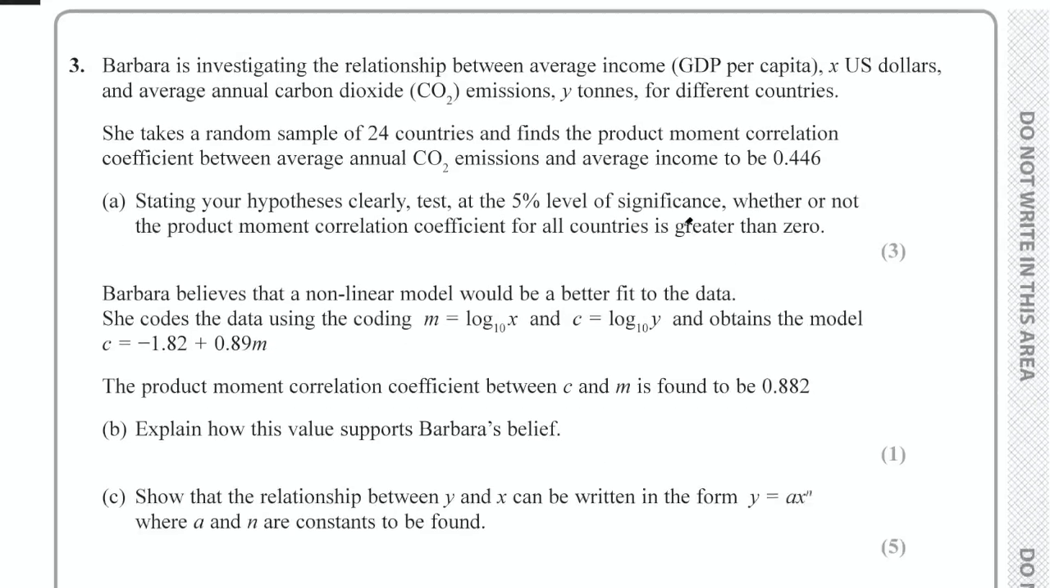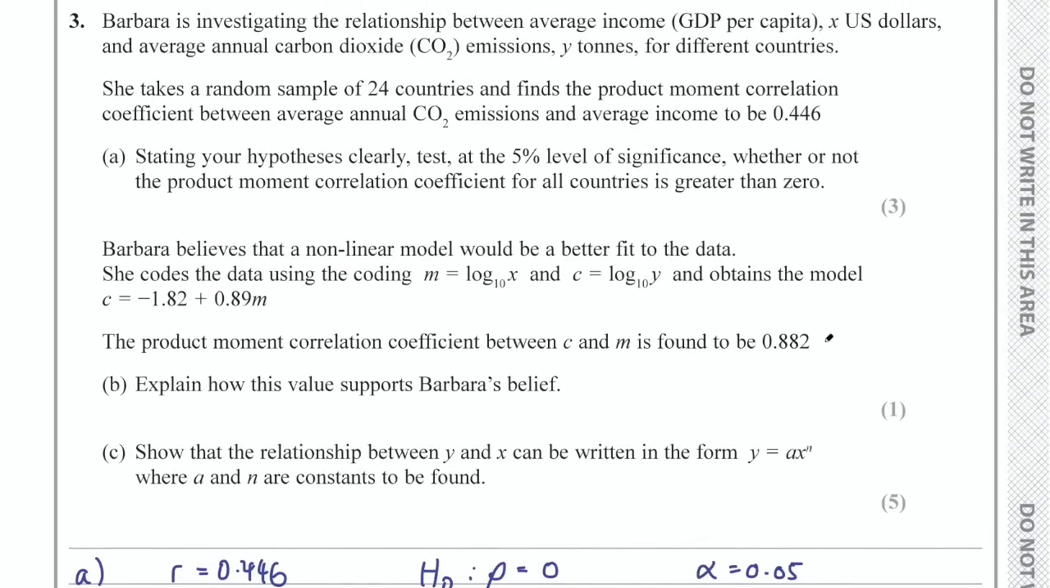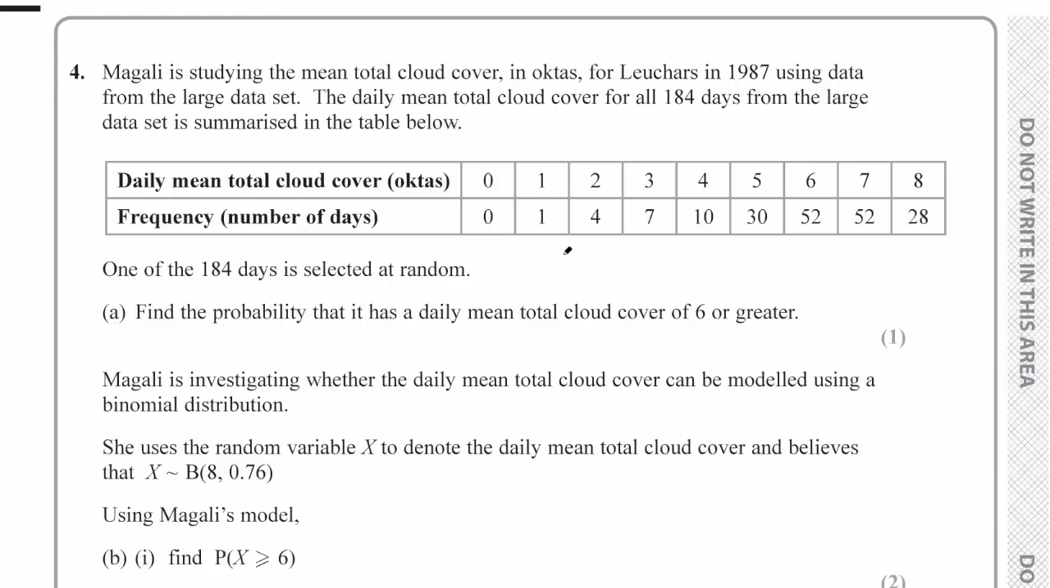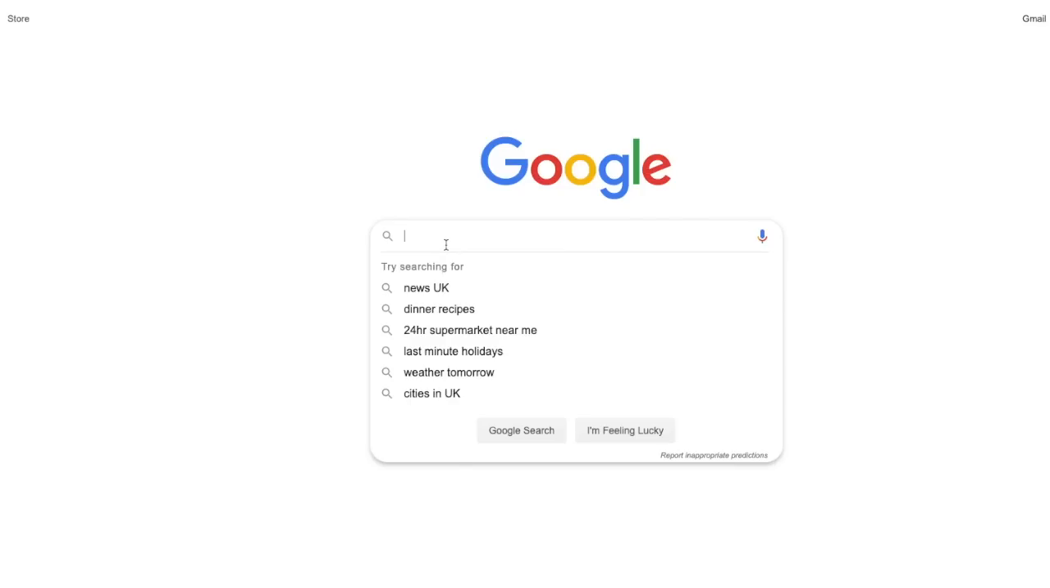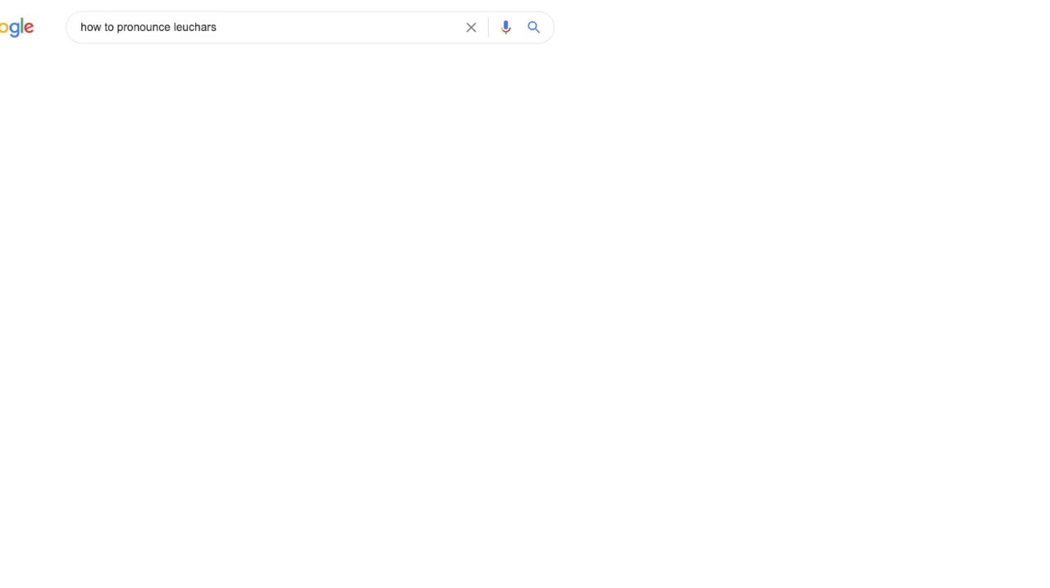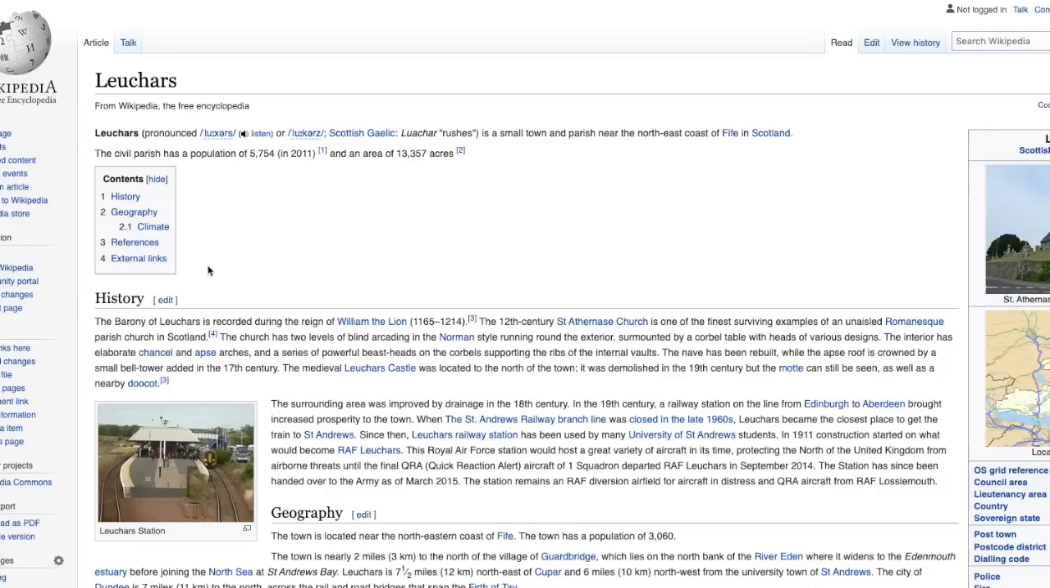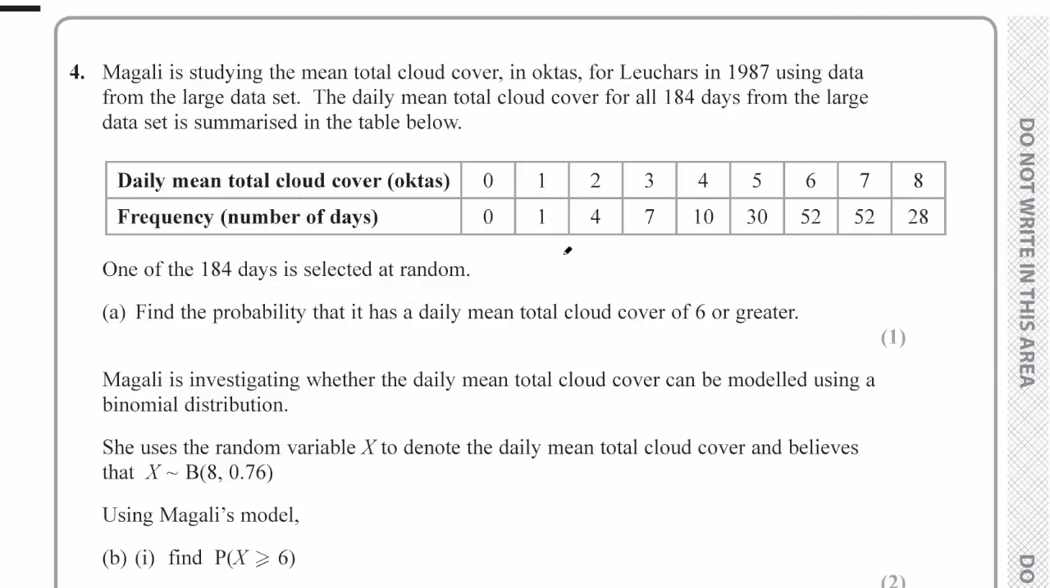And that was question 3 for a total of 9 marks. Question 4. Magali is studying the mean total cloud cover in octas for Leuchars. In 1987, using data from the large dataset, the daily mean total cloud cover for all 184 days from the large dataset is summarized in the table below. One of the 184 days is selected at random. Find the probability that it has a daily mean total cloud cover of 6 or greater.